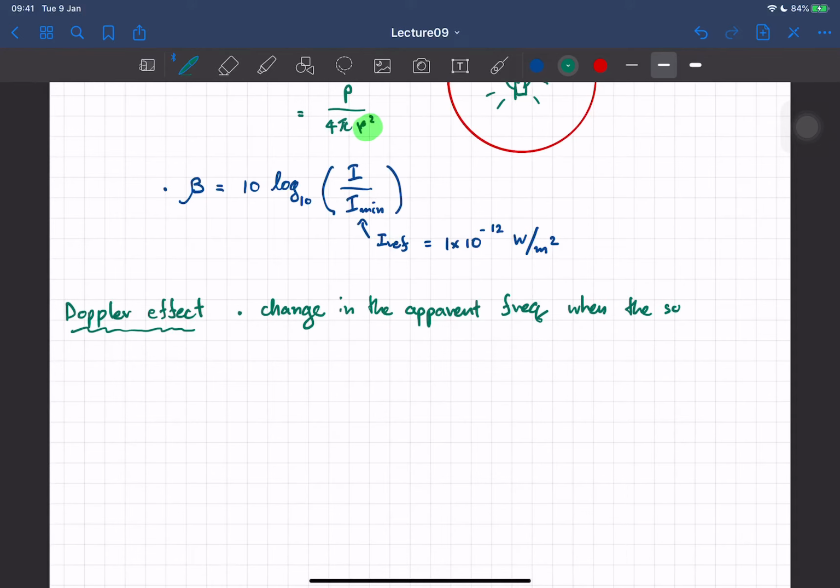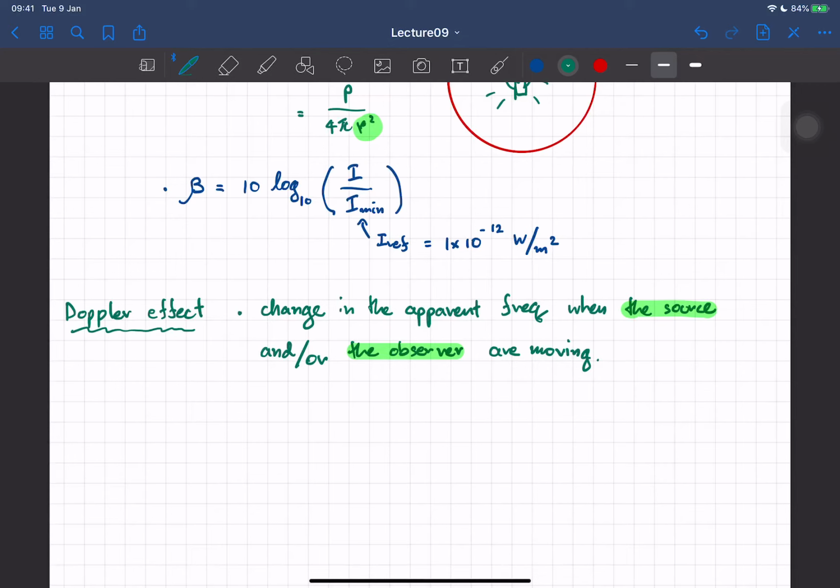which just means the frequency that you hear, when the source of the wave, or the observer, are moving. So that's both the source and the observer. Both of them can move, or only one of them moves, and it's going to change the apparent frequency, which is the frequency that you hear. Okay, so that's what we are interested in.